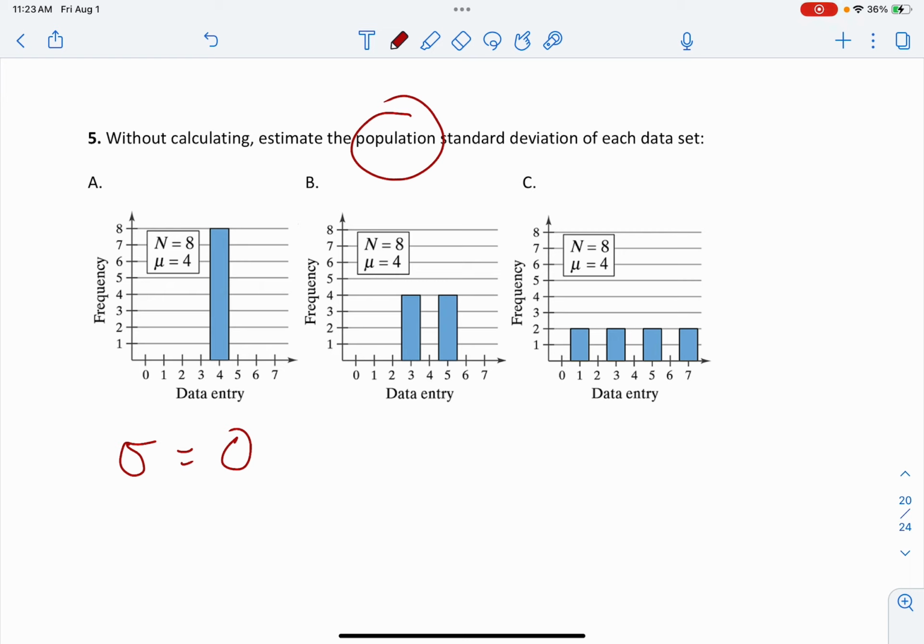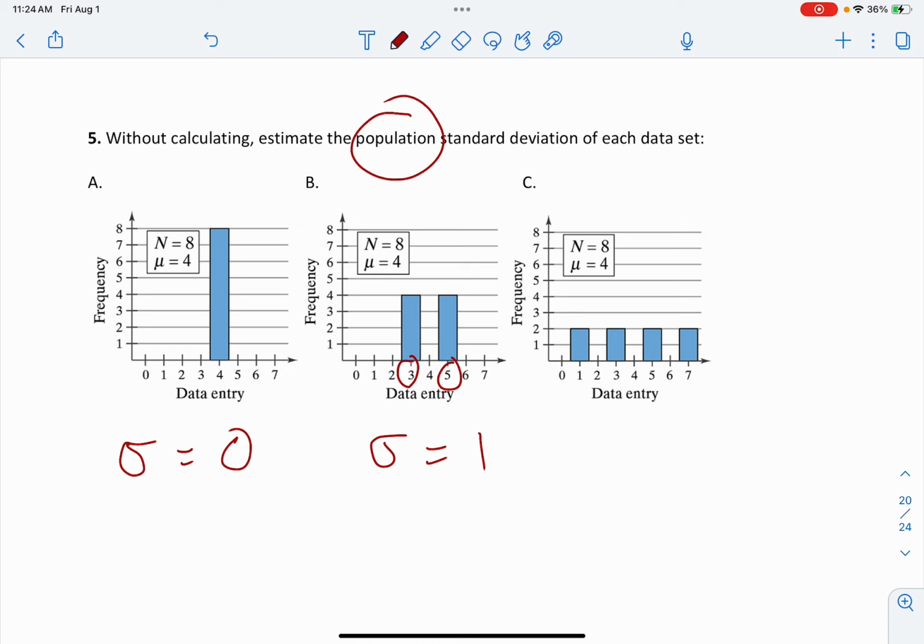In the next one, we have still a mean of 4, but we have some 3s and we have some 5s. But 3s and 5s are all away from the mean of 4 by 1, right? We have some values that are 1 above, some values that are 1 below. So averaging out all of this, the average spread seems reasonable just to say 1.